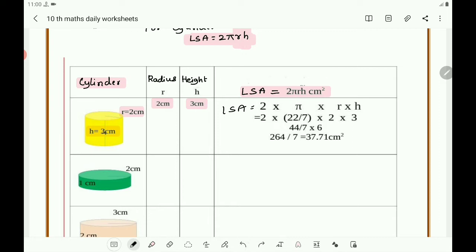Substitute the value of pi, R and H. Here you write 2 as it is and you write the value of pi. Pi value is 22 by 7 and R value is 2, given here, and H value is 3. Then 2 22s are 44, 44 2s are 88, 88 into 3 by 7, that equals 8 3s are 24, 2, 8 3s are 24 plus 2, 26 by 7. cm square you can write.